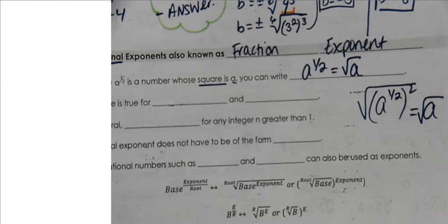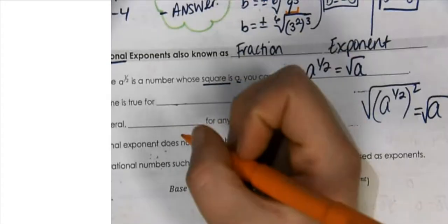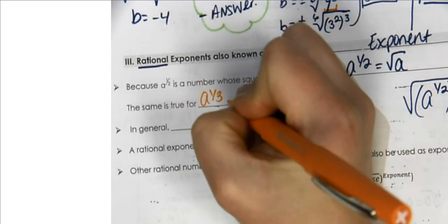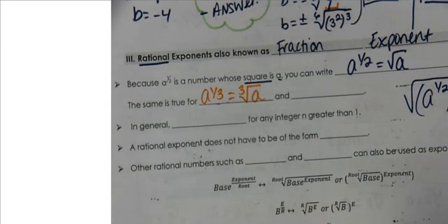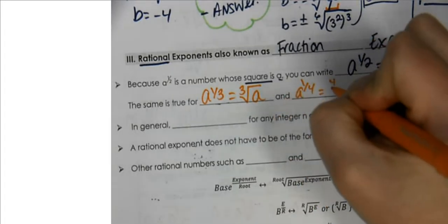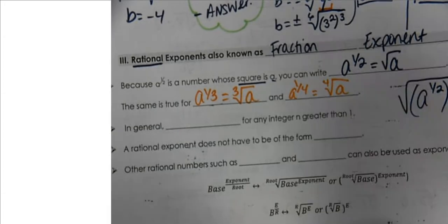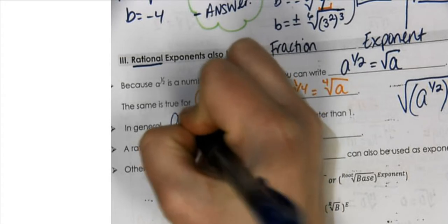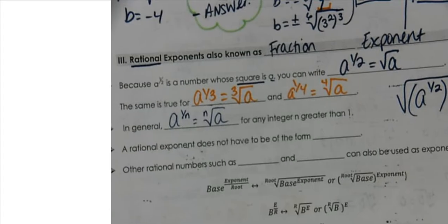The same is true if we were looking at a to the 1/3 power. This is going to be equal to the cube root of a. Or if I had a to the 1/4 power, that's going to be equivalent to the fourth root of a. So in general, if you have something like a to the 1/nth power, that's going to be equal to the nth root of a.